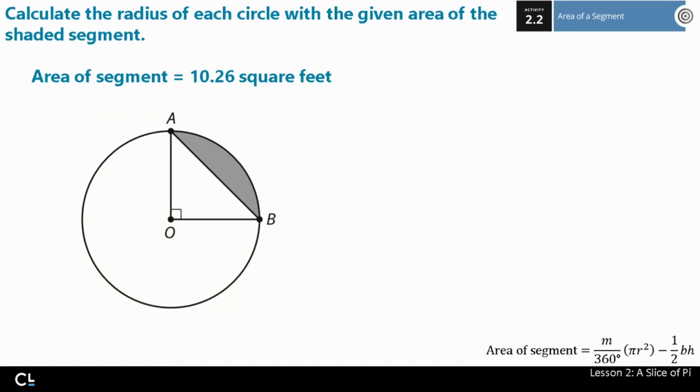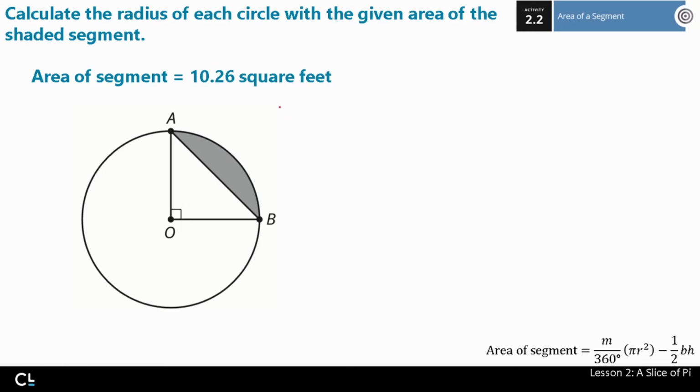So let's do it again. Now, the area of the segment is 10.62, and we want to calculate the radius again.